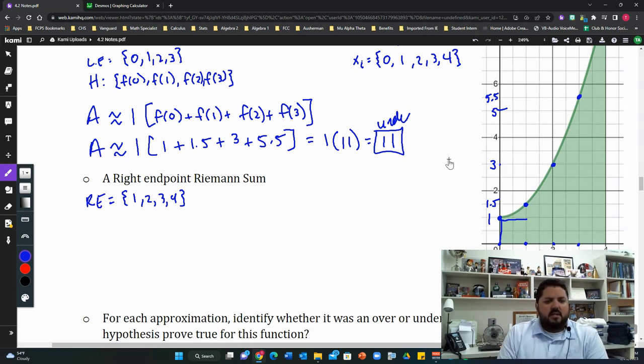So in this case, for this one, our heights would be, again, f of 1, f of 2, and so on until we get to our last b value.